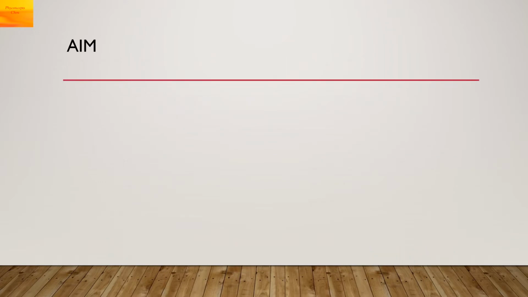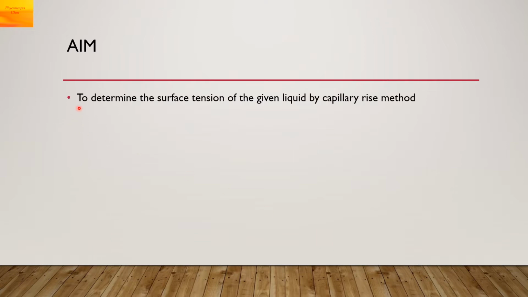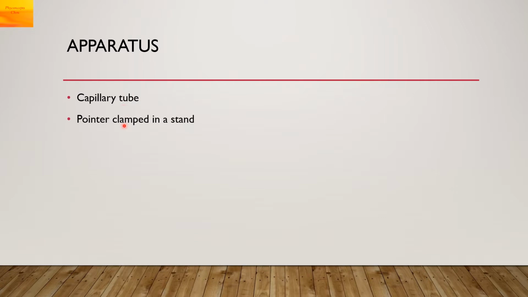Aim: to determine the surface tension of the given liquid by capillary rise method. Apparatus: we will require a capillary tube, a pointer clamped in a stand, traveling microscope, clean water, beaker.